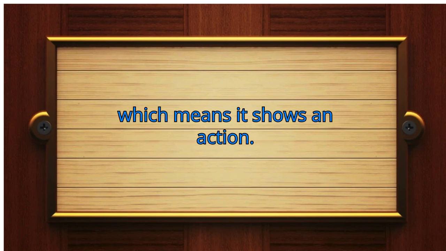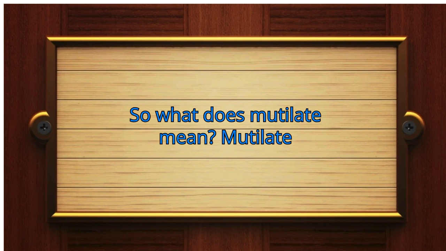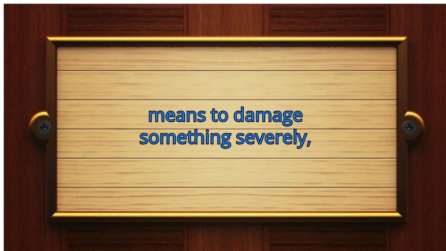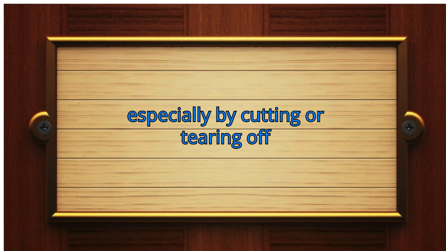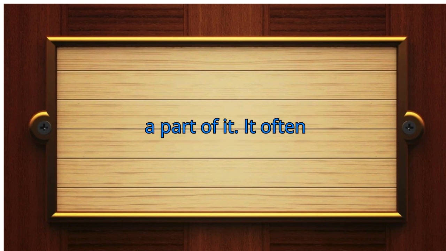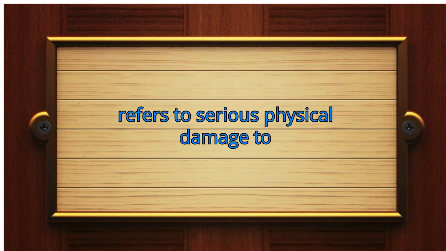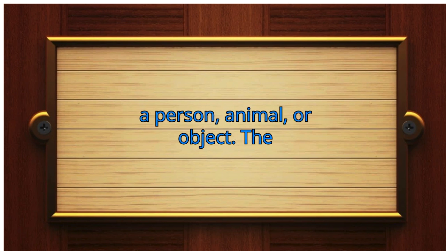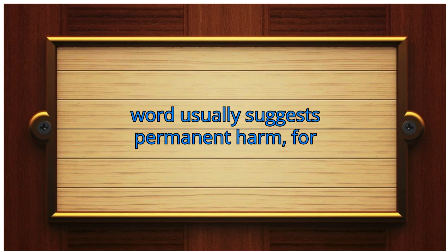It is a verb, which means it shows an action. So, what does mutilate mean? Mutilate means to damage something severely, especially by cutting or tearing off a part of it. It often refers to serious physical damage to a person, animal, or object. The word usually suggests permanent harm.